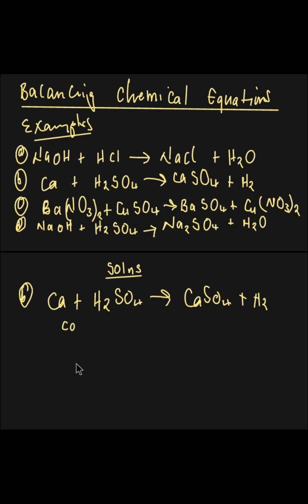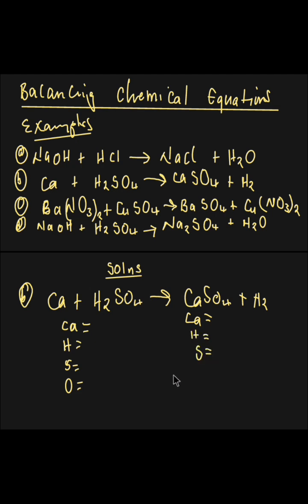Analyze and account for all the atoms involved. The first one is calcium. The next element is hydrogen. The following element is sulfur. Then the last element is oxygen. You account for them like that. So just transfer this same information and indicate it on the product side. Hydrogen, how many?